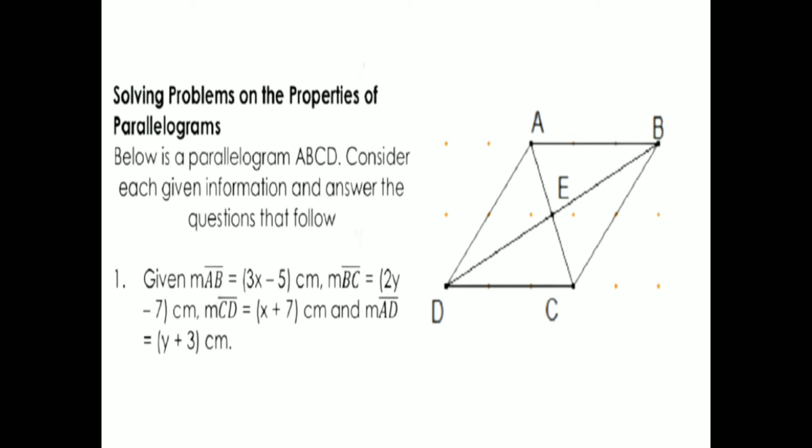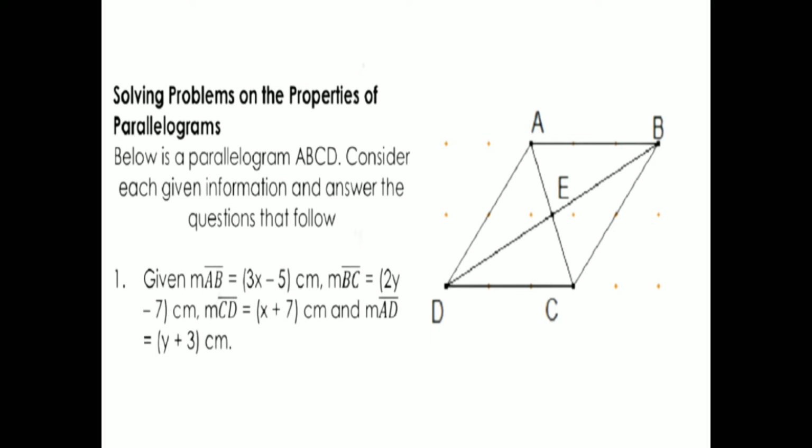So let's try to solve the problems on the properties of parallelogram. Below or on the side is a parallelogram ABCD. So mapapansin natin siya in name clockwise. So ganun yung tamang pagkapangalan ng parallelogram. Kailangan magkakasunod sila para correct yung naming natin in a parallelogram. Then consider each given information and answer the questions that follow.